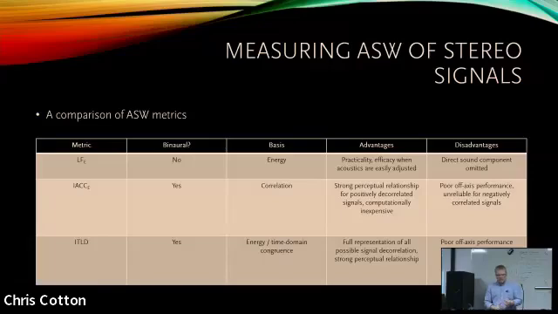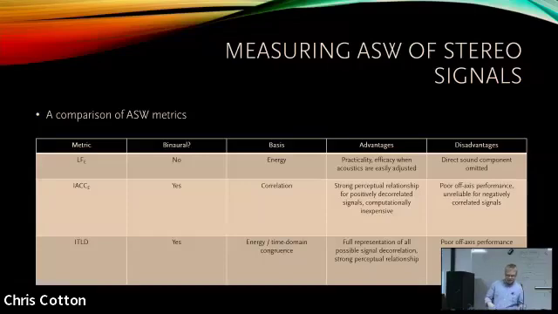Then we've got the early interoral cross-correlation coefficient, IACC E. It's a binaural quantity. It's correlation based. It's had a well-documented strong perceptual relationship for positively decorrelated signals. It's computationally very inexpensive, however, it does suffer from poor off-axis performance, which we'll see in our next slide. And it's unreliable for negatively correlated signals, like I've said.